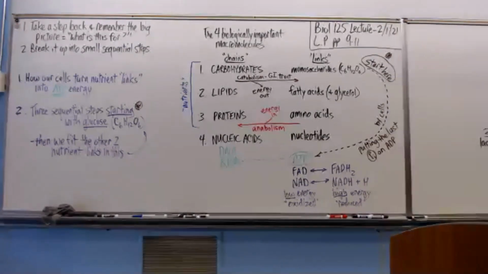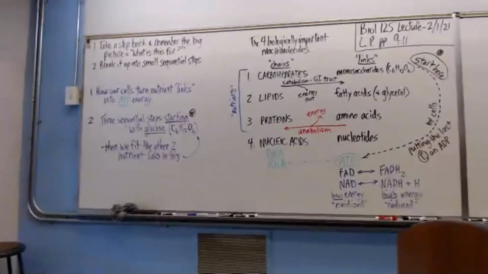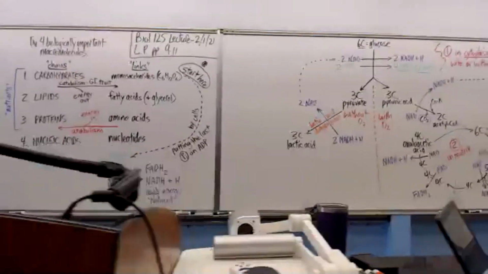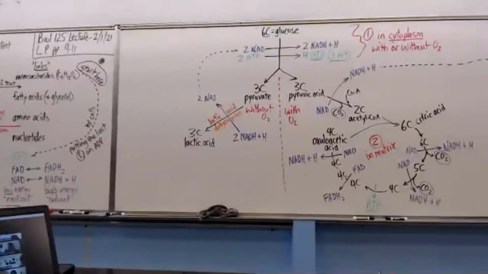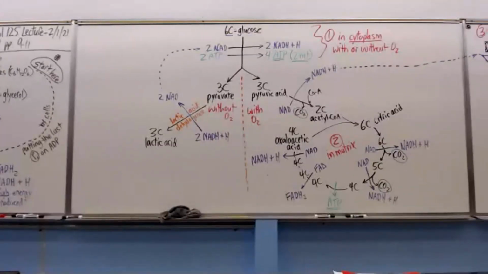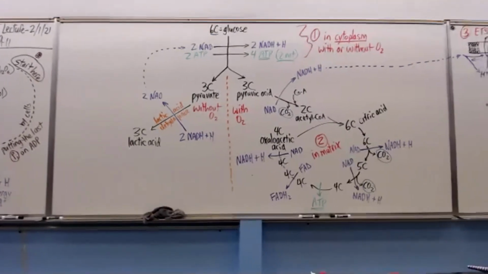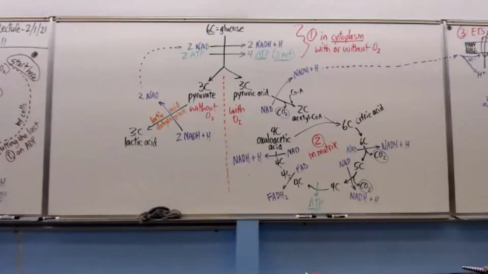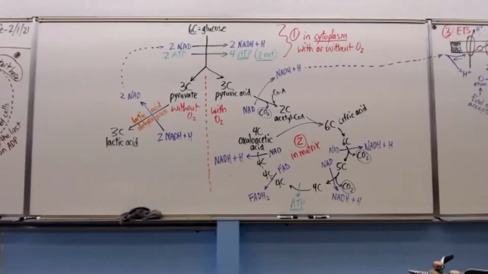What's the framework? You take a 6-carbon glucose and you split it in glycolysis. This is step number 1, happens in the cytoplasm. Can happen with or without oxygen, so I did have to cover anaerobic respiration. Step 2, if you have oxygen, is the Krebs cycle. It happens in the mitochondrial matrix. Now you know where that is.